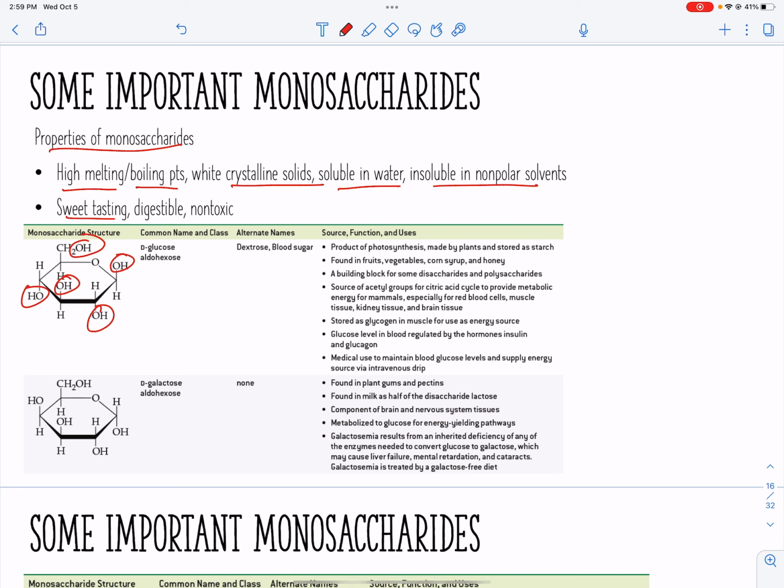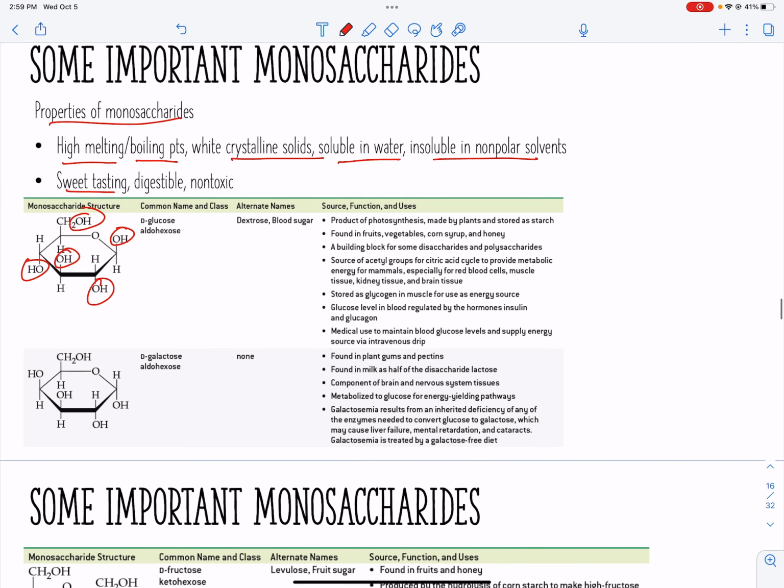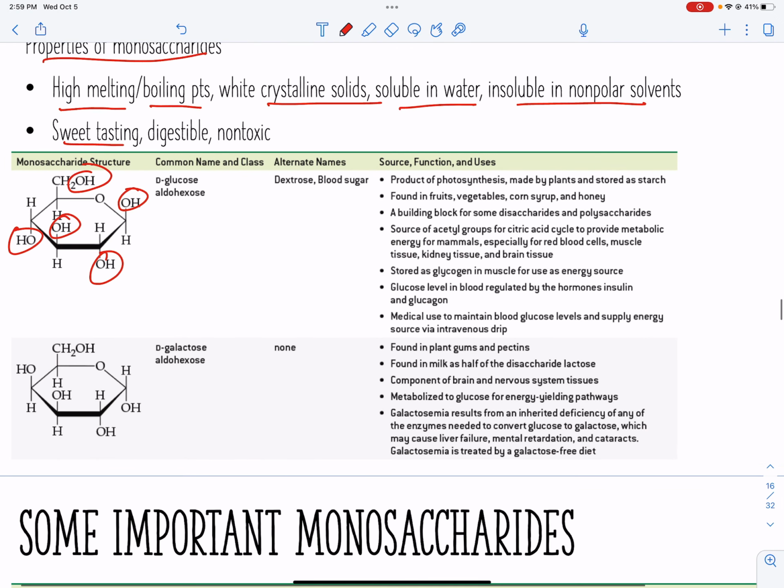We know that they're sweet tasting. We know they're digestible. We know they're not toxic. So most things, again, this is kind of stuff you should be like, oh yeah, I know that. So these are just some common monosaccharides that I want you to be familiar with. Not that you have to memorize the structures, but, well, I guess if I take no, I'll probably give you the names of these.